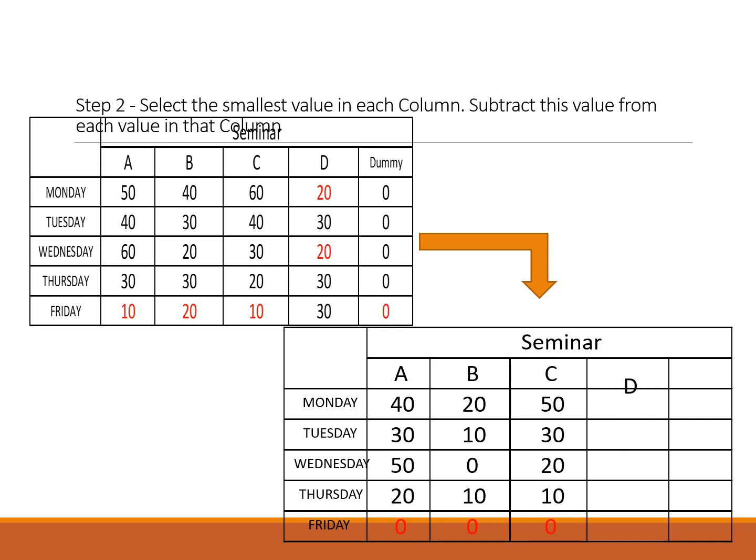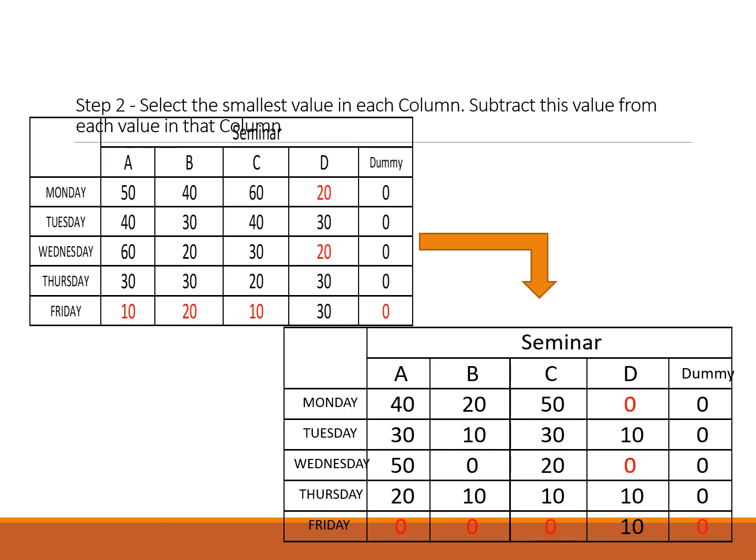So next, move on to column D: 20 minus 20, 0; 30 minus 20, 10; 20 minus 20, 0; 30 minus 20, 10; 30 minus 20, 10. So next, move on to column dummy. The minimum value is 0, so all values remain as they are. So here we completed our step number 2.